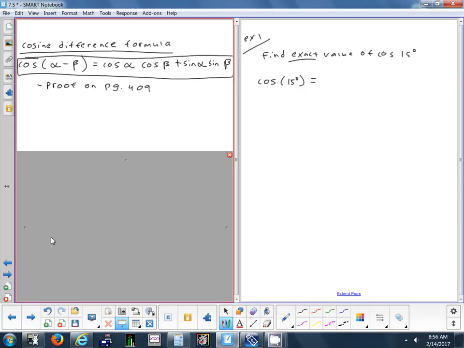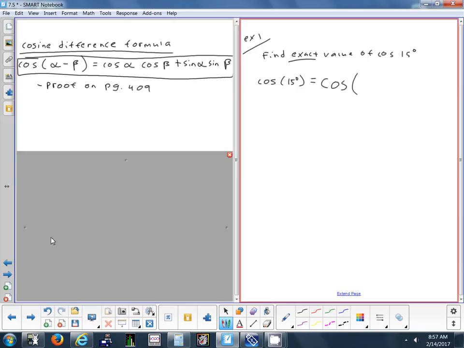It starts by picking something for alpha and something for beta. And you have to pick something for alpha and beta that's easy to work with. Okay? And think about when we did unit circle trig, the kind of angles that are easy to work with. Yeah? Would that be like 0 plus 15 or minus 15 or 15 minus 0?